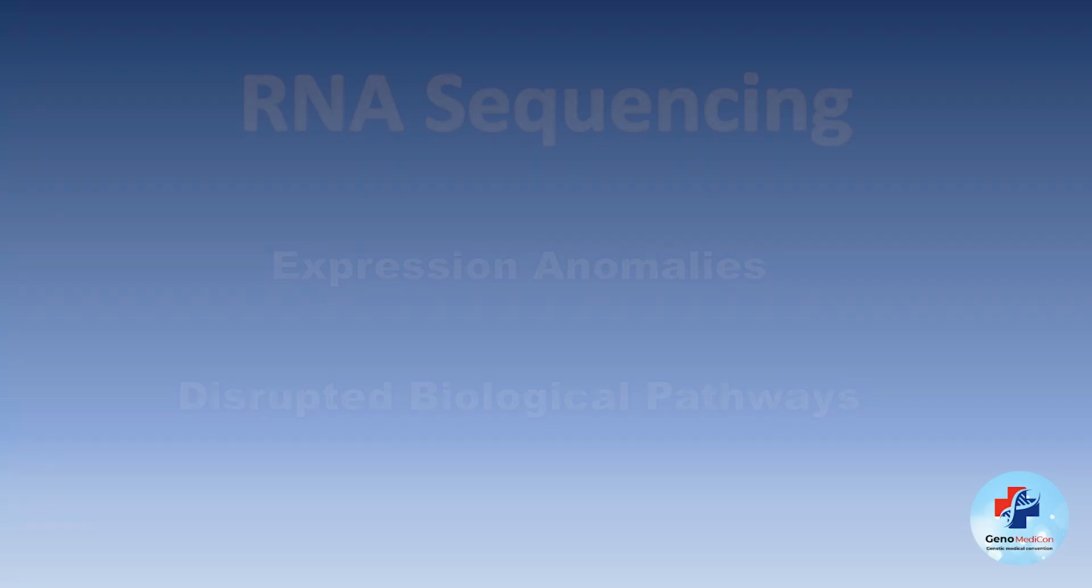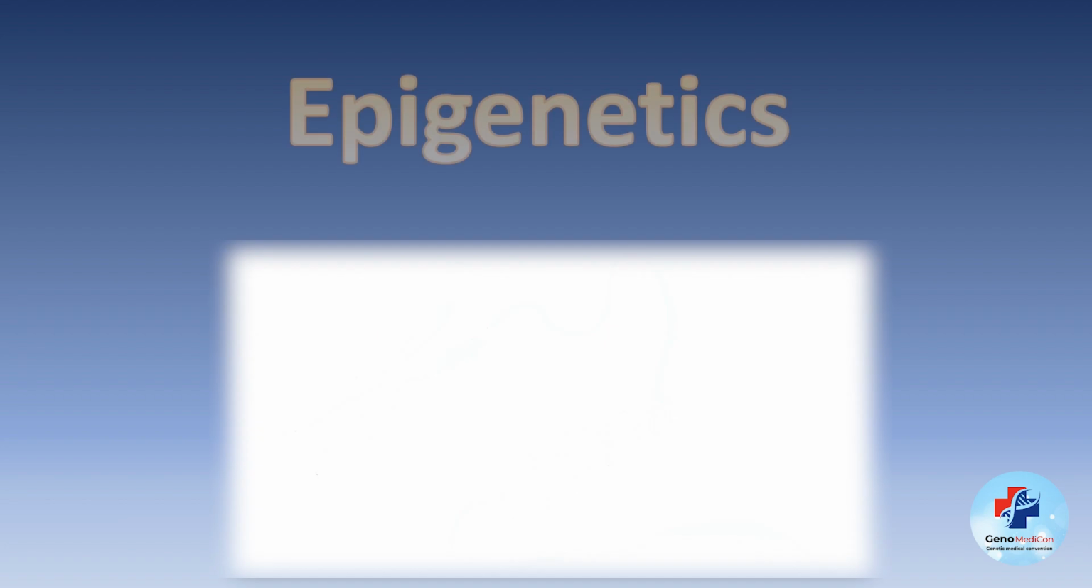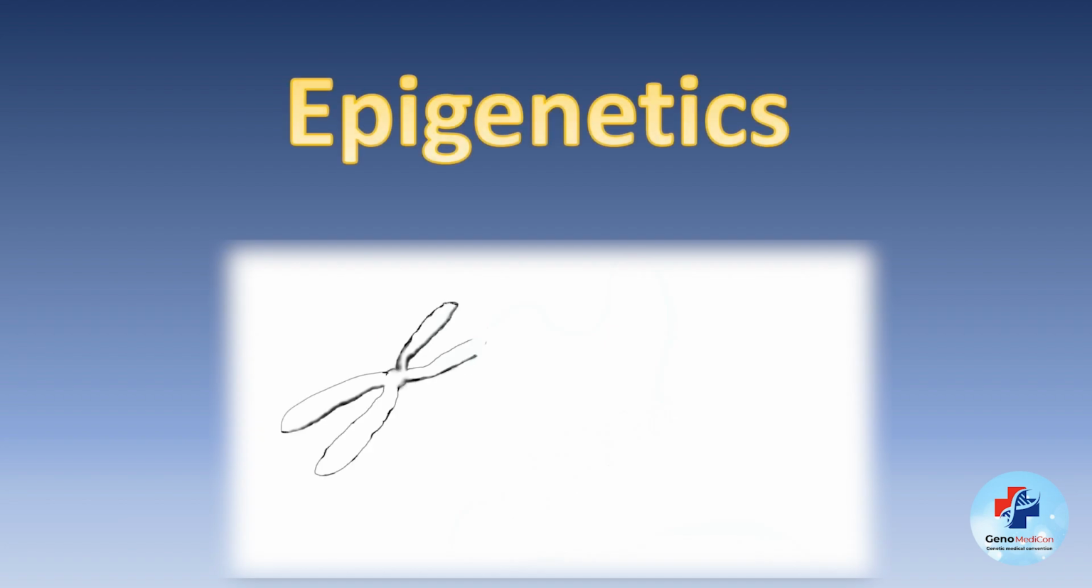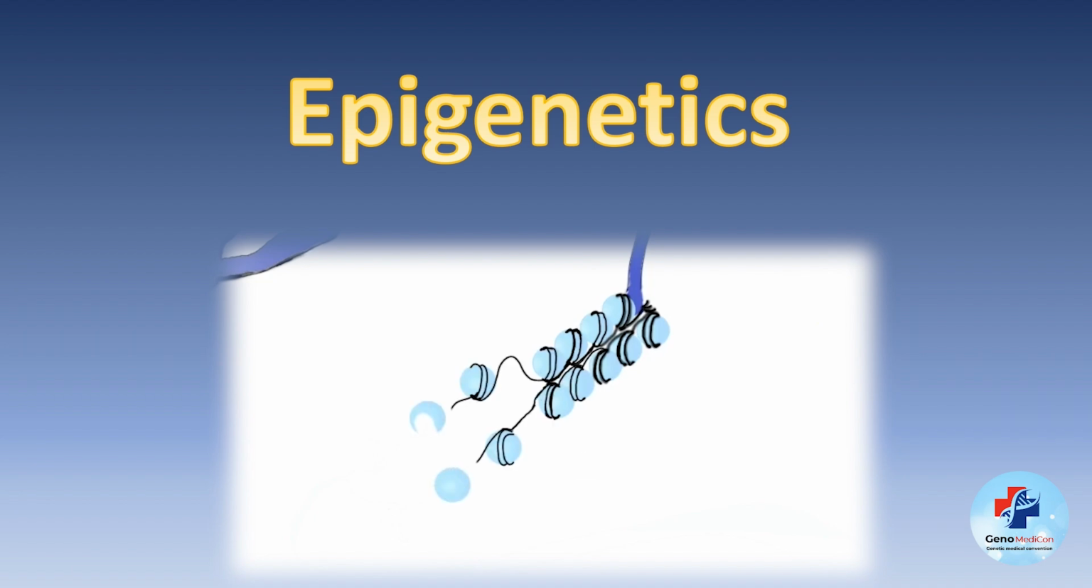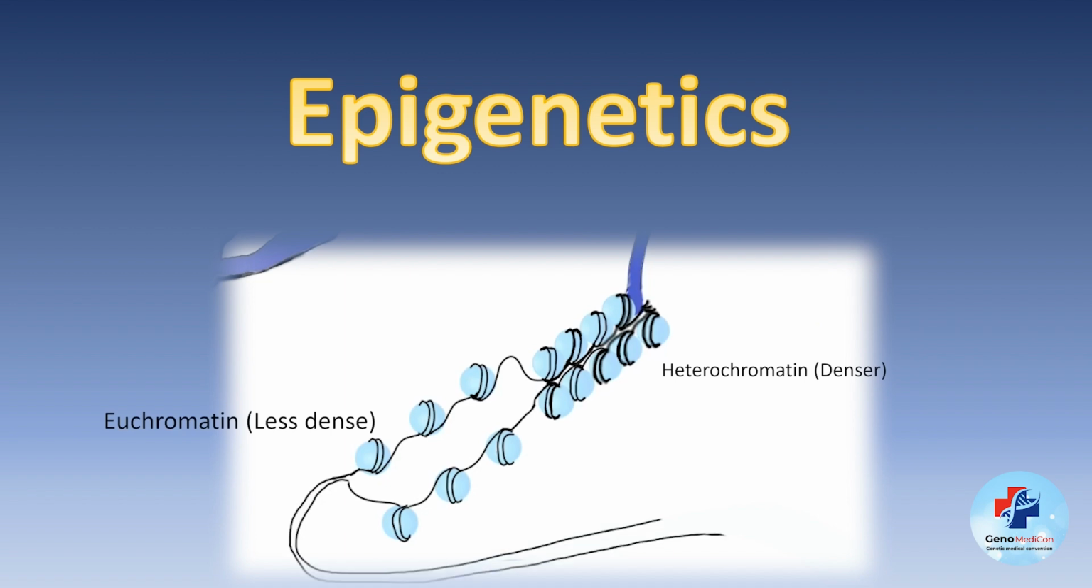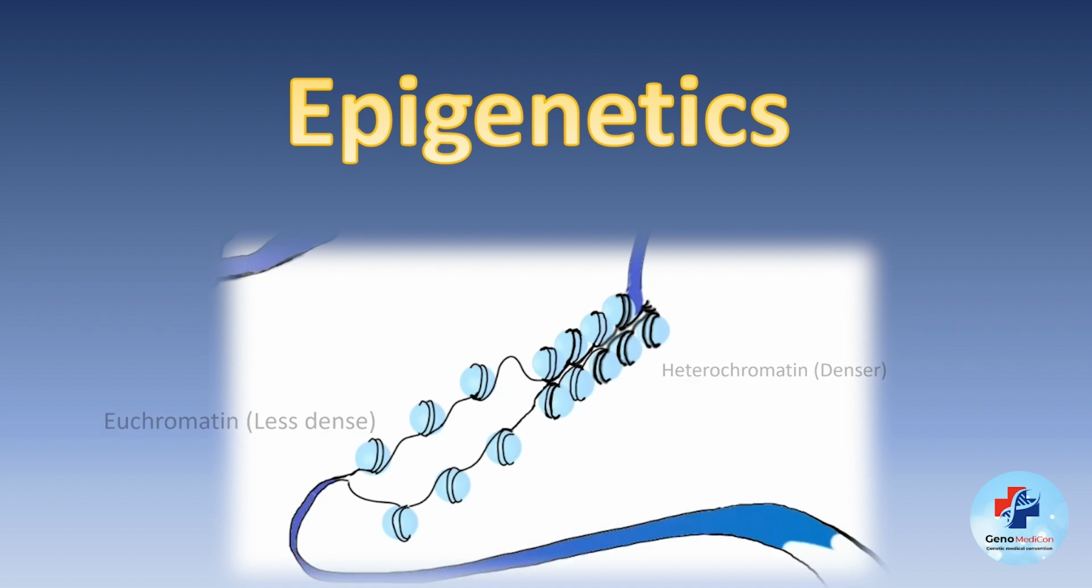NGS technology has also been developed to study epigenetics, which are reversible changes to nucleosomes or nucleic acids that produce phenotypic variation without corresponding alteration to the genome. In general, eukaryotic DNA is organized into actively transcribed regions called euchromatin, which are less dense and more accessible regions of the genome.